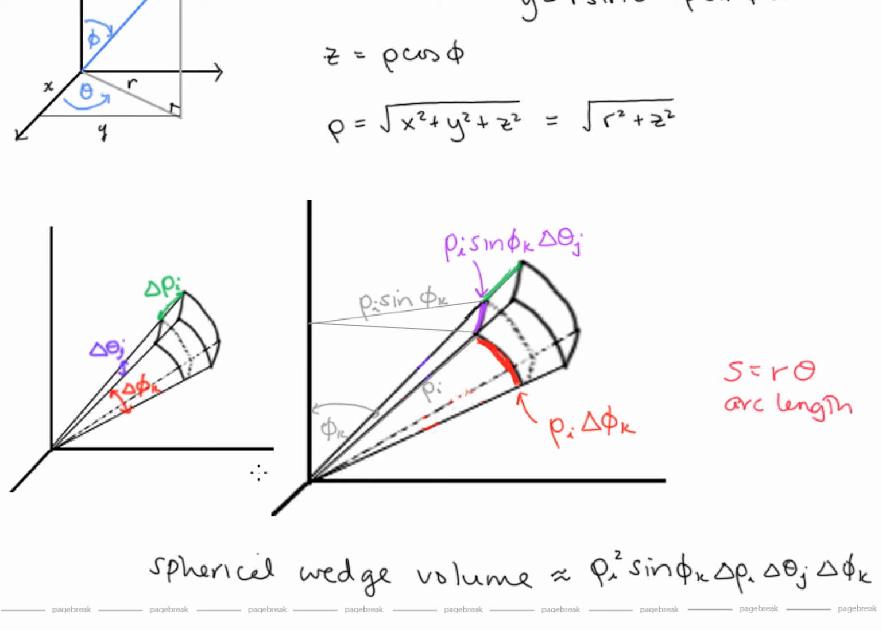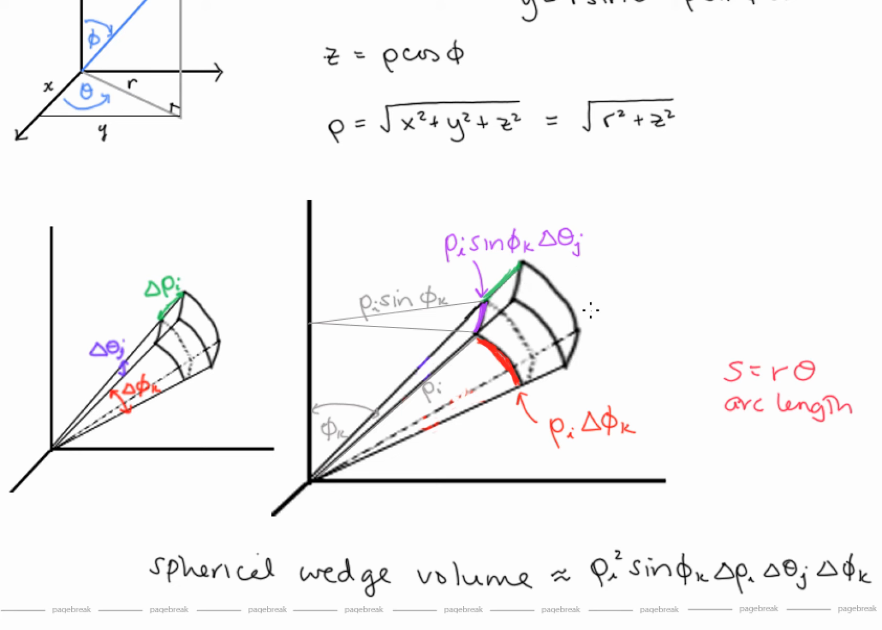So with spherical coordinates, we're going to be looking at the volume of these spherical wedges. So let's take a look at the spherical wedge we have here. We're talking about the wedge for which the angle phi is phi sub k, the distance rho is rho sub i, and the angle theta is theta sub j, so that the difference in rho values is delta rho i, the difference in phi values is delta phi k, and the difference in theta values is delta theta j. And with that, we're looking for the volume of this spherical wedge.